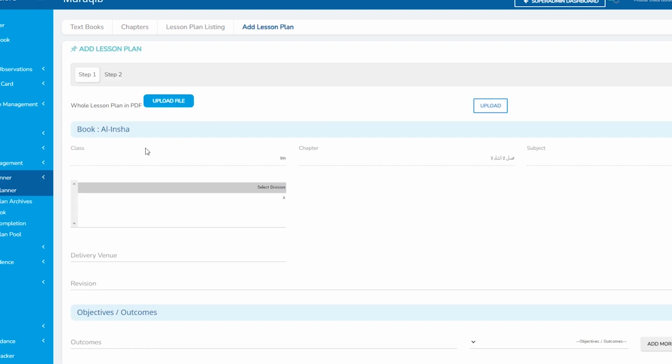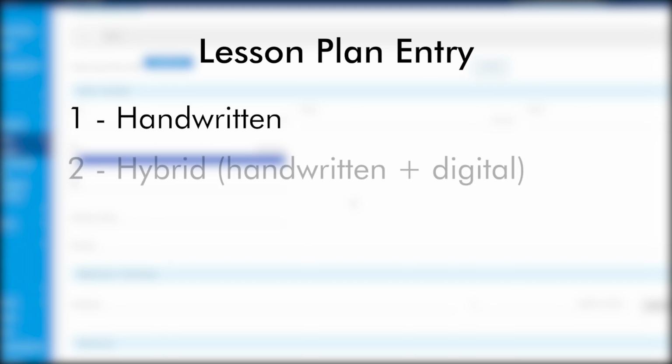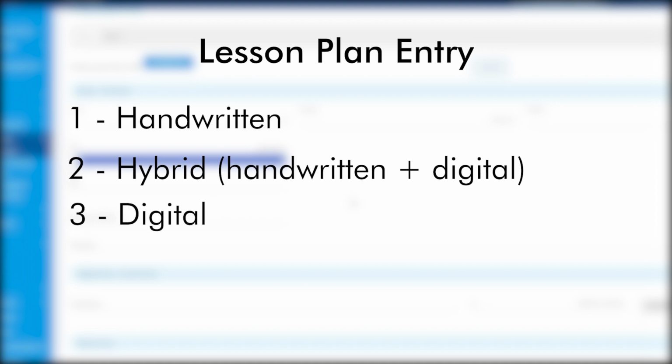Before we enter the lesson plan, let us first understand that the system allows you to enter the lesson plan in 3 ways. The first way is to upload a PDF of a handwritten lesson plan which has all the steps done in it. The second way is a hybrid of handwritten and digital lesson plans. The objectives, resources, and concept map can be uploaded digitally by typing them in the fields here, and the 8 steps of the format lesson plan can be uploaded in a handwritten PDF. The third way is to upload a completely digital lesson plan by entering all the steps digitally by typing them in the provided fields.